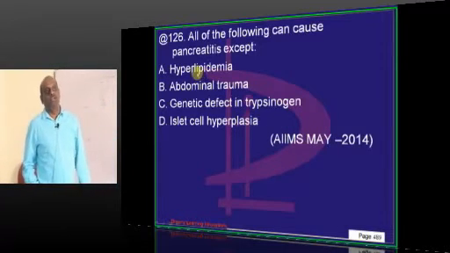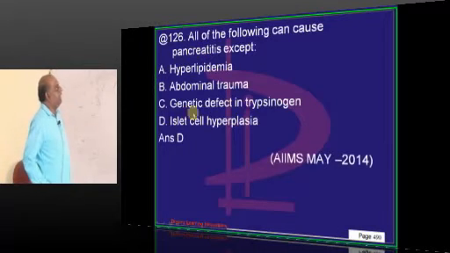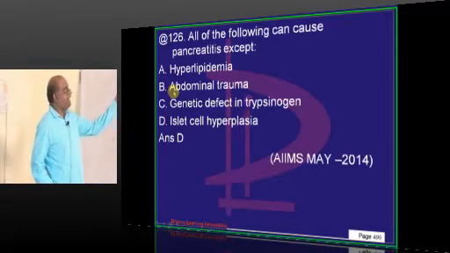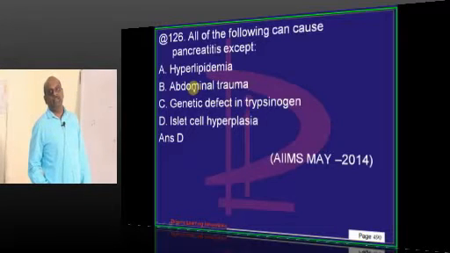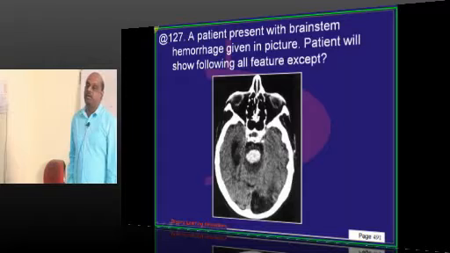Pancreatitis is caused not by islet cell hyperplasia, but due to atrophy. But there is one genetic defect of trypsinogen which is implicated. Trauma can lead to pancreatitis. Hyperlipidemia can also lead to pancreatitis.